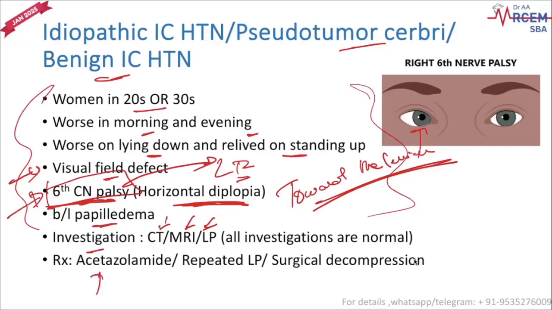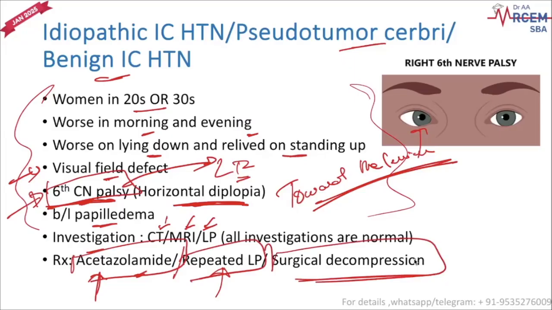What will you be doing? You will be giving acetazolamide, a carbonic anhydrase inhibitor. Basically, you need to reduce the pressure, so you're giving acetazolamide. If that doesn't work, you can do repeated LPs. When do we do surgical decompression? Whenever eye symptoms are present, surgical decompression will be required. A part of the skull will be opened, a craniotomy will be done, and a surgical decompression. This is usually reserved for patients who have eye symptoms. But usually, initially, we start with acetazolamide. Again, these are all chronic managements. Acetazolamide, if you can remember, that should be sufficient.